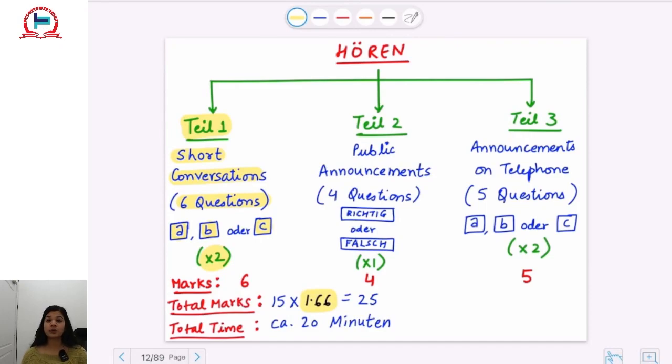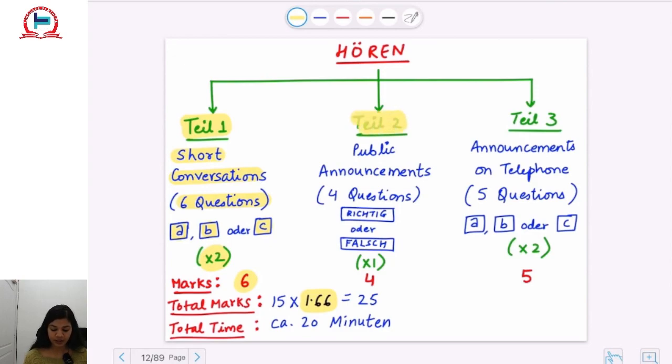You should always try to find the correct answer the very first time so that you can utilize the second time in verifying your answer. This Teil is for 6 marks. Moving on to Teil 2.